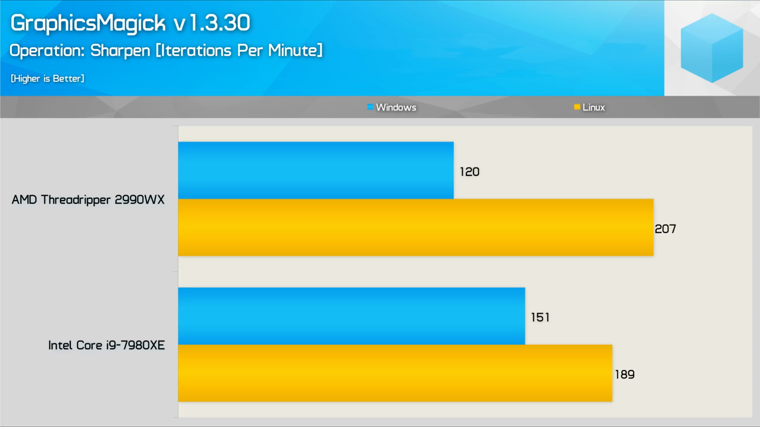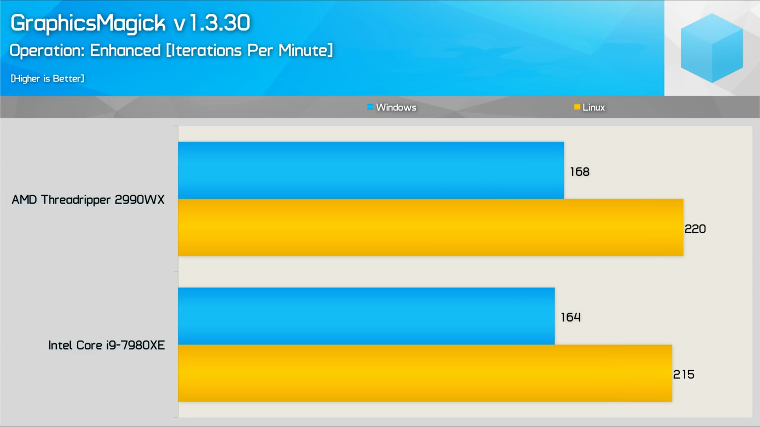However, using Linux turns that around, and now the 32-core processor is 10% faster. Not a massive win, but the AMD processor does come from well behind on Windows to beat the Core i9 on Linux. The enhanced operation performs around 30% better with Linux, but we do see similar gains for both the AMD and Intel processors, and the end result is a minor win for AMD.